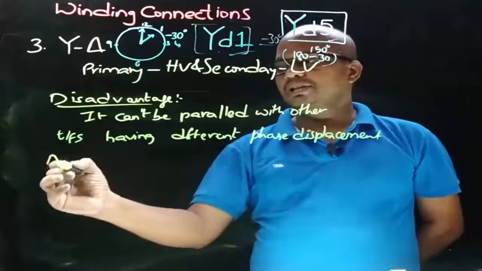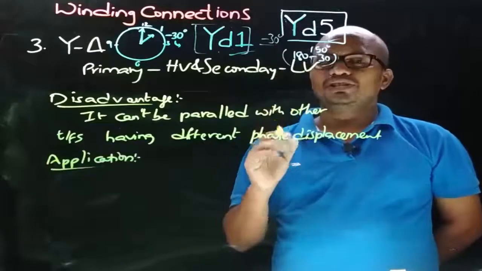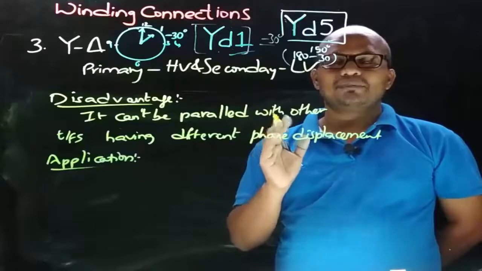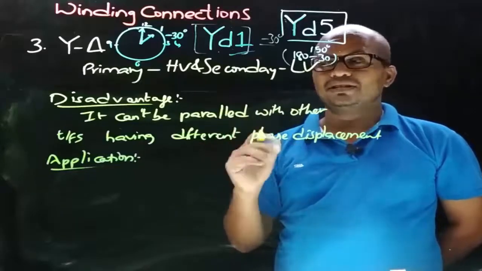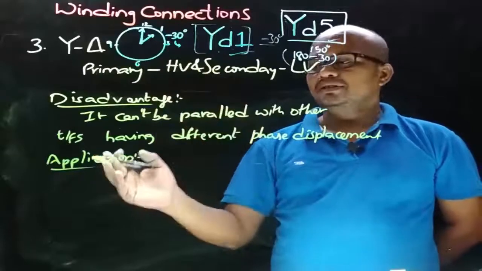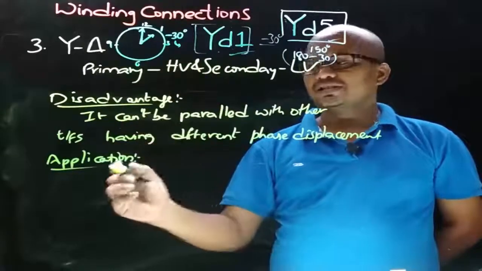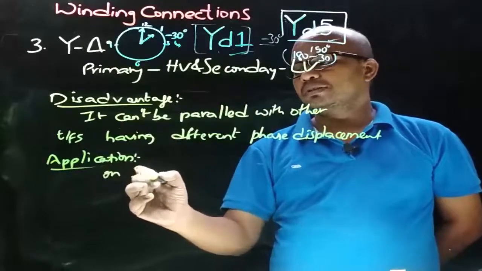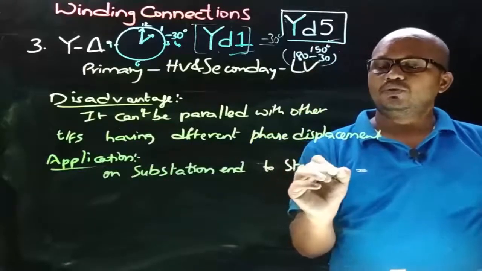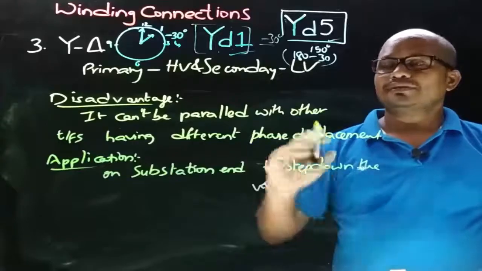And now the application is, from the line voltage relation, we have seen that the secondary side voltage is less when compared with the primary side voltage, which means that this type of connection is employed for step down applications. Means here the application of star delta connection is in substations and to step down the voltage. This is about star delta connection.